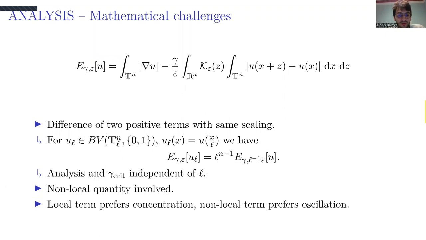Now we have the difference of two positive terms, which is always very hard in the calculus of variations. Of course, a non-local quantity is involved, which means that we have to use very sophisticated methods. Cutoff arguments do not work as they do in local energies. On top of that, we have two competing phenomena going on. The local term, which is in red, prefers concentration, in the sense that we want to have one single ball or one single stripe. We are not trying to split the set in which we minimize the energy. So the local term prefers to be connected and to be either a ball or a stripe. However, the non-local term prefers oscillations, multiple phases, because we have a minus sign in front of it. So here we have two competing effects to minimize the energy.